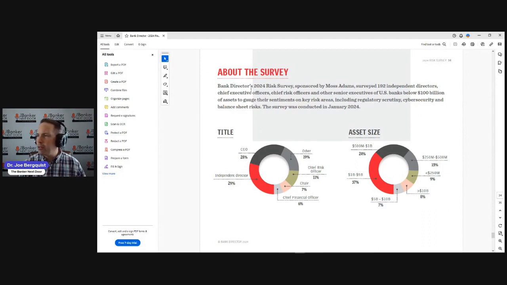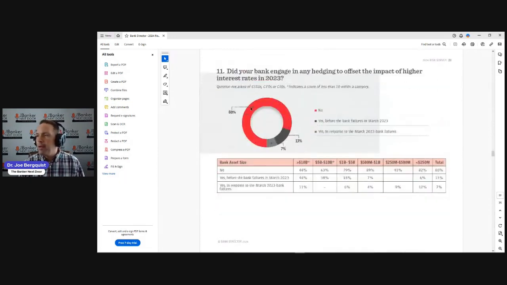About the survey, the Bank Director 2024 Risk Survey surveyed 192 independent directors, chief executive officers, chief risk officers, and other senior executives of U.S. banks below $100 billion of assets to gauge their sentiment on key risk areas, including regulatory scrutiny, cybersecurity, and balance sheet risks. The survey was conducted in January of 2024. So there you have it.